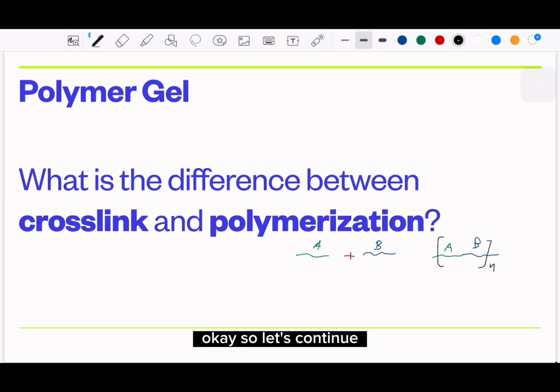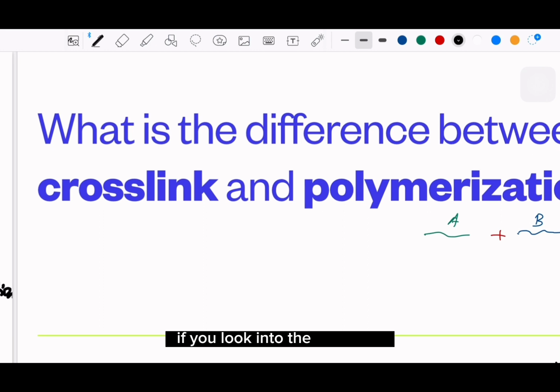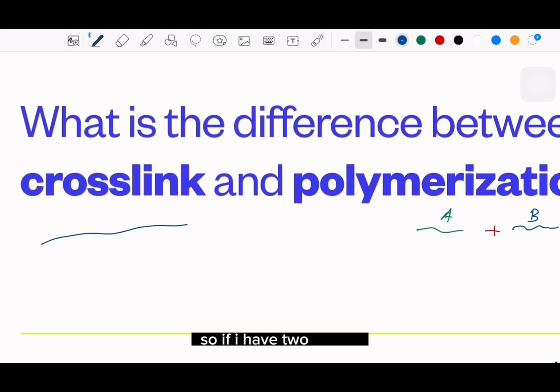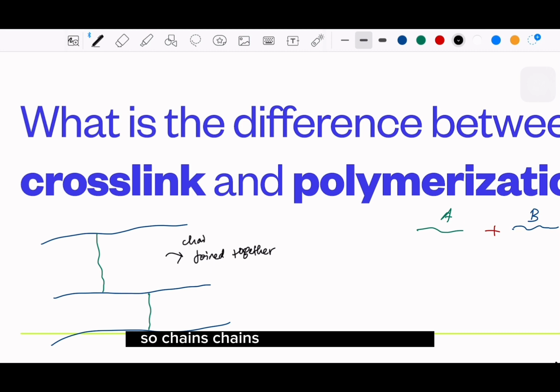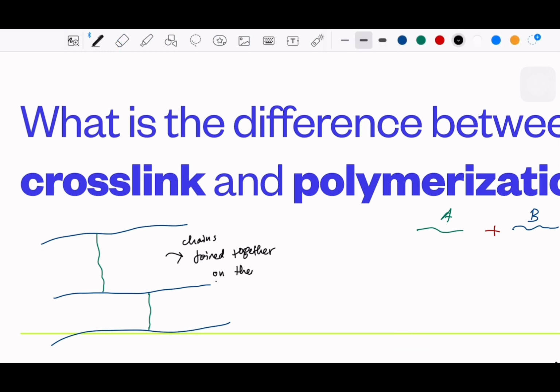Okay, so let's continue. So what's the difference between cross-linked and polymerization? Basically, if you look into the cross-link, if you have two chains and you want to cross-link this chain, where will be the cross-link? Cross-link will be here, right? Will be here and here, for example. Okay, so cross-link joins together, right? So the chains join together on their adjacent chains.